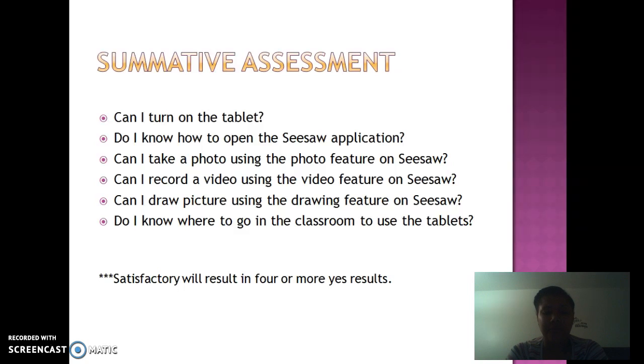If the students got 4 or more yes results, that would result in satisfactory results with using the tablet, and from there I would be able to know if I needed to spend more time on this, or I could go on to the next thing with using the tablets.